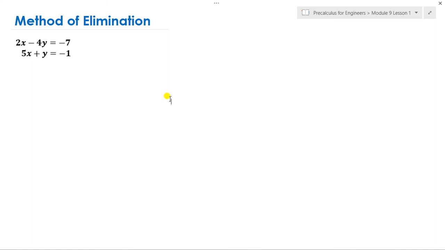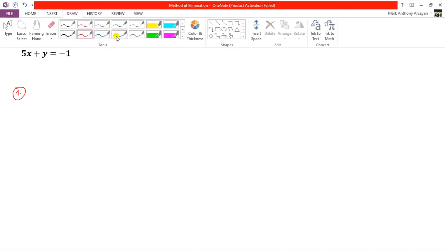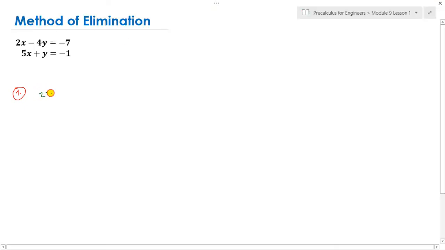So here is the procedure for the method of elimination. First, copy the given: 2x minus 4y is equal to negative 7, then 5x plus y is equal to negative 1. Here our goal is to eliminate one of the variables. So let's say I'm going to eliminate y, but how?